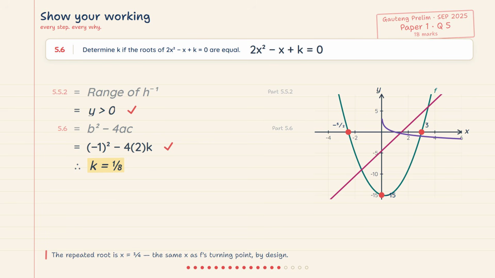Check it if you like. 2x squared minus x plus an eighth is (4x minus 1) all squared over 8, a perfect square, so it has one repeated root at a quarter. 2 marks, and the guideline gives both for the value of k.